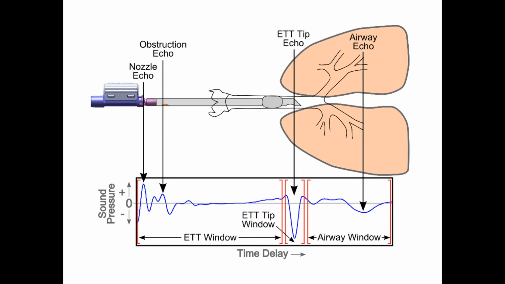We've talked a lot already about the waveform, and we've talked about the 3 windows that are in there and what they mean. And again, we're looking at 3 distinct echoes. We have an echo or echoes in the endotracheal tube itself. We have echoes around the tip of the endotracheal tube telling us the diameter size of the trachea. And then we have echoes down in the lung, echoes that come back from the lung.